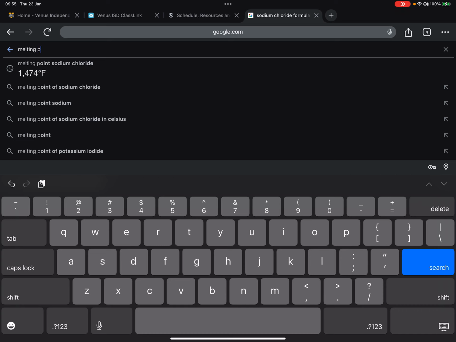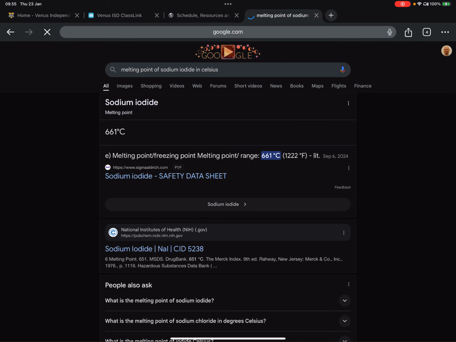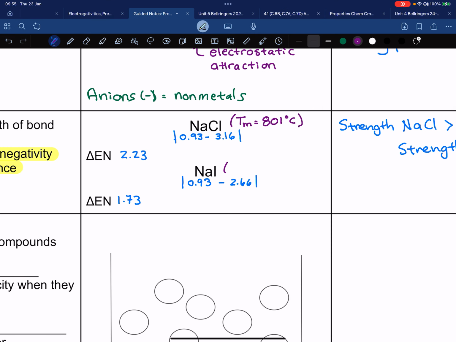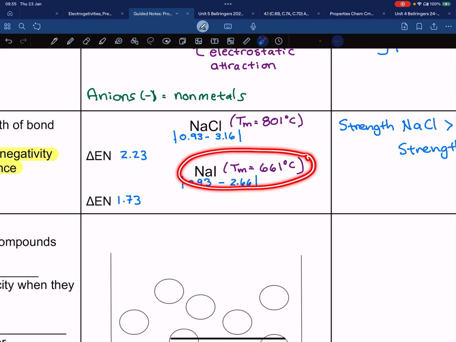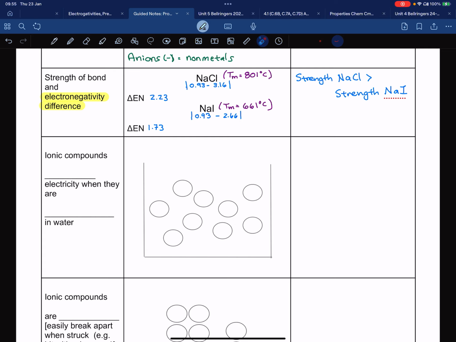Well, then we can do the same thing for sodium iodide. Melting point, sodium iodide is 661 degrees Celsius. So the temperature of the melting point is 661 degrees Celsius. Clearly, this one melts at a lower temperature than this one, so the strength of the sodium chloride bond is more than the strength of the sodium iodide bond. And you can judge that with electronegativity difference. All right.